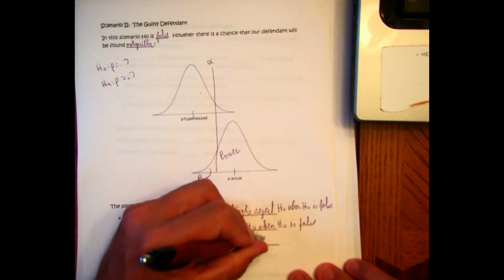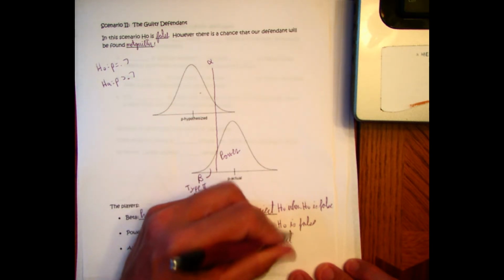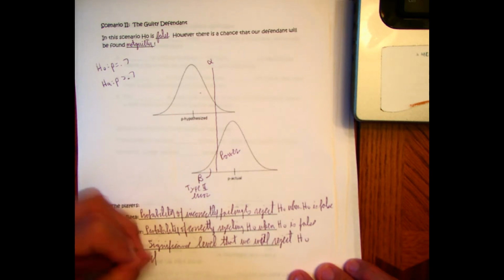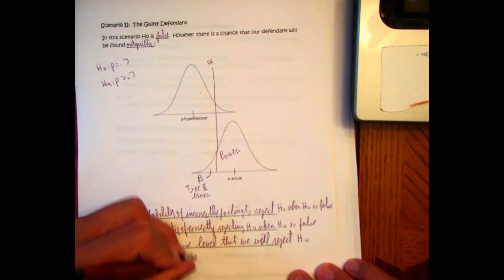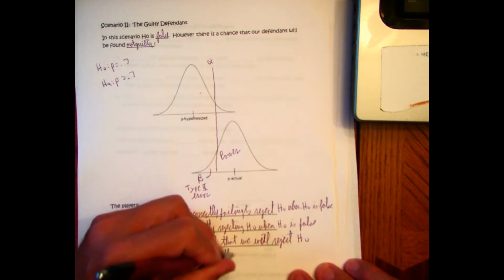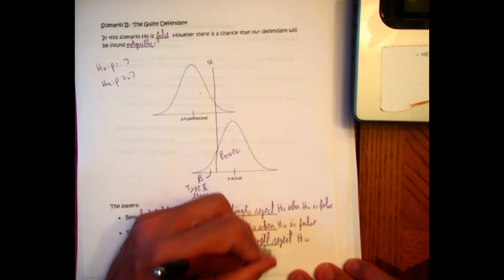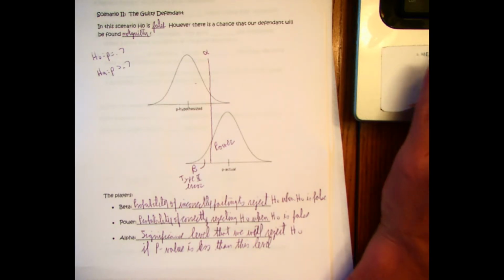We will reject H0 if the p-value is less than this level. So if we say our alpha level is 0.05, any p-value that we get that's less than 0.05 means that we would reject the null and accept the alternative. Okay? So that's an overview of power and a type 2 situation. Okay?